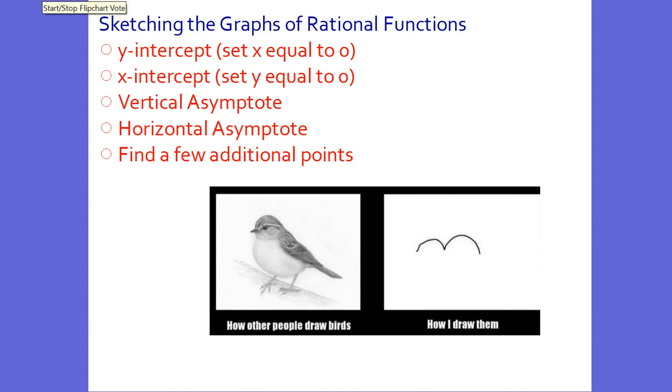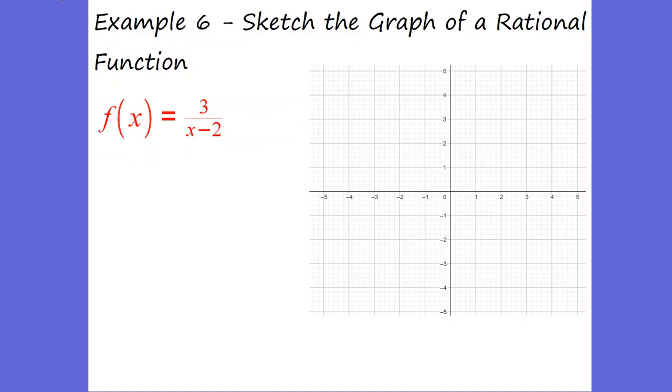So how do we sketch graphs of rational functions? Well, it's better than how I draw the bird picture. Okay, you want to find your y-intercept, which means you set x equal to 0. You want to find your x-intercept, which means you set y equal to 0. You want to try to find your vertical asymptote. You want to try to find your horizontal asymptote. You're going to put all of these things together that we have done in order to sketch the graph, and also sketch a few additional points.